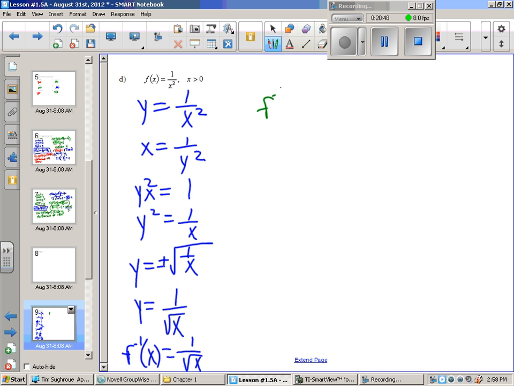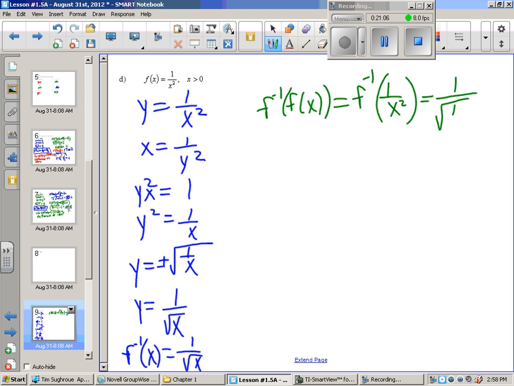F negative 1 of f of x. Take x, plug it in to the f function, and get 1 over x squared. Now take that and plug it into the inverse function. The inverse function says take 1 over the square root of whatever comes in. The square root of 1 is 1. Square root of x squared is x. Flip, is x.